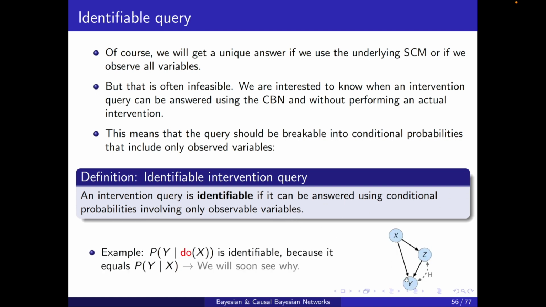Here's an example. X is causing both Z and Y, and there's a hidden variable H that is causing both Y and Z. And the question is: is P of Y conditioned on do of X identifiable or not? And the answer is yes, because it equals P of Y conditioned on X. We will soon see why.